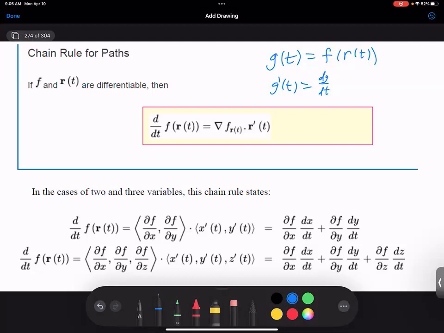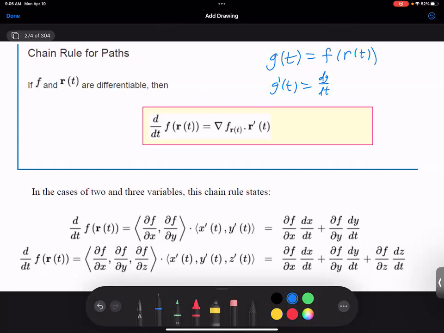Well, what if I had three components? If I had three components, it would be very similar. I would now just have a df dz and a z prime of t. And when I expand everything out, I just get a third term, df dz dz dt. And so this would be the chain rule when I have my function f composed with the function r, where r depends only on one variable. Well, I could have r depend on more variables as well.